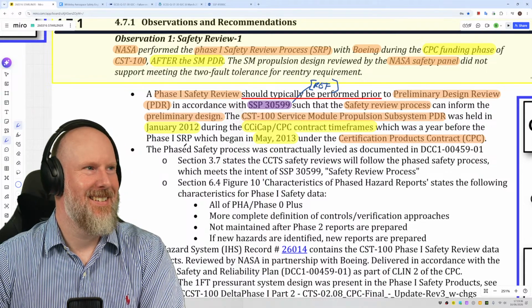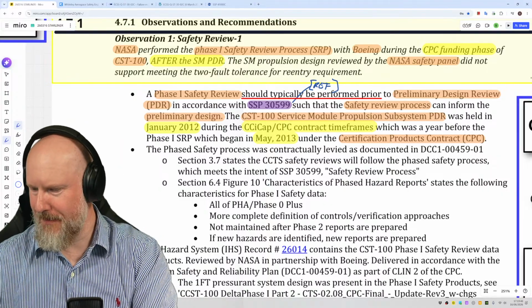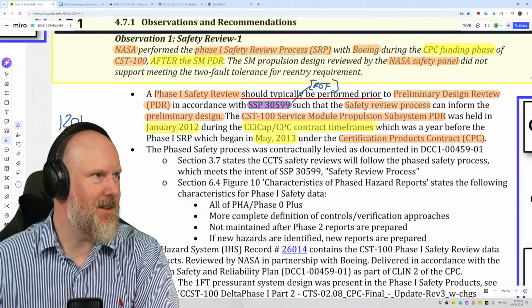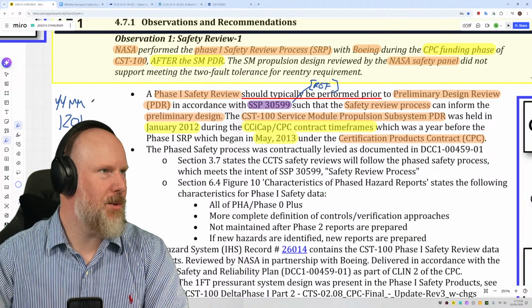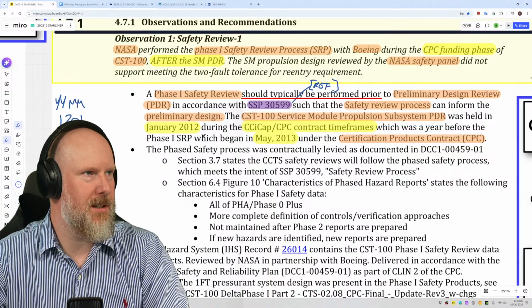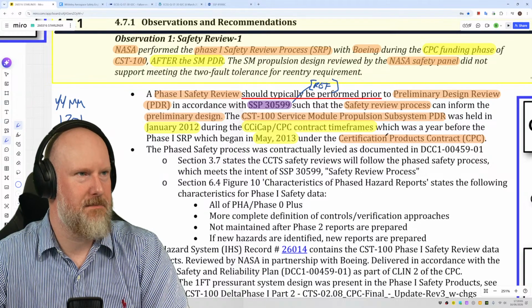So January 2012. So this was like a year and a bit. 1201. And then 1305. So this is just some numbering I use to write things down quicker. So they did the Phase 1, which began in May 2013. So like over a year later.